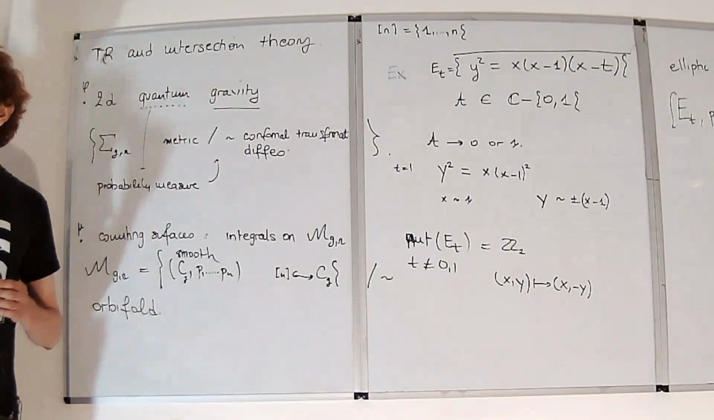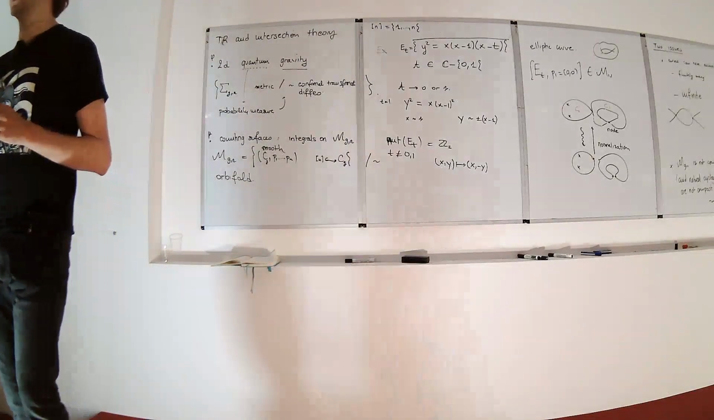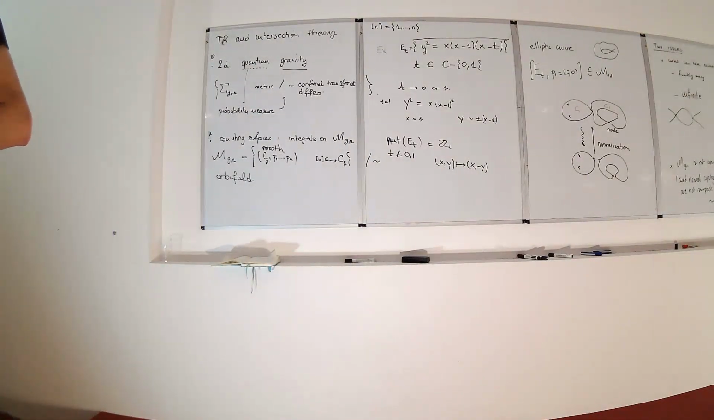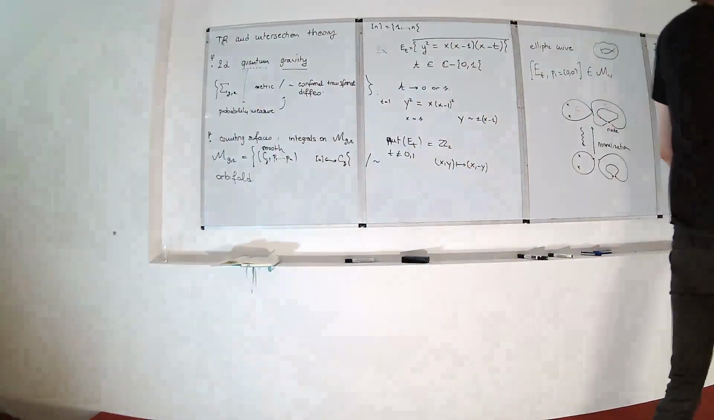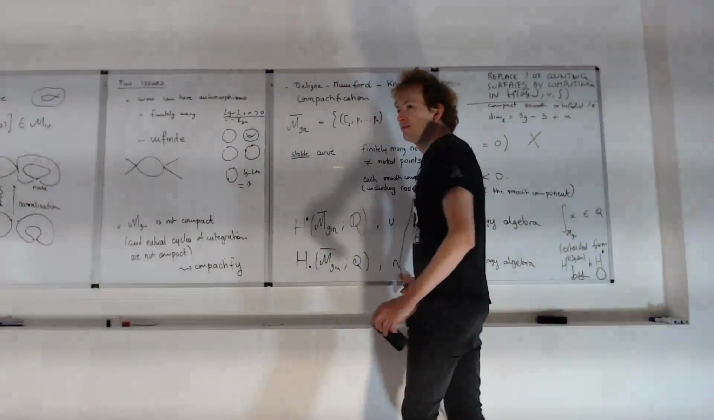Are there any questions so far? Marta? Yes? What did you denote with U and N? Oh, cup? This is just the cup product and the intersection product. Oh, intersection product, okay. Thank you.